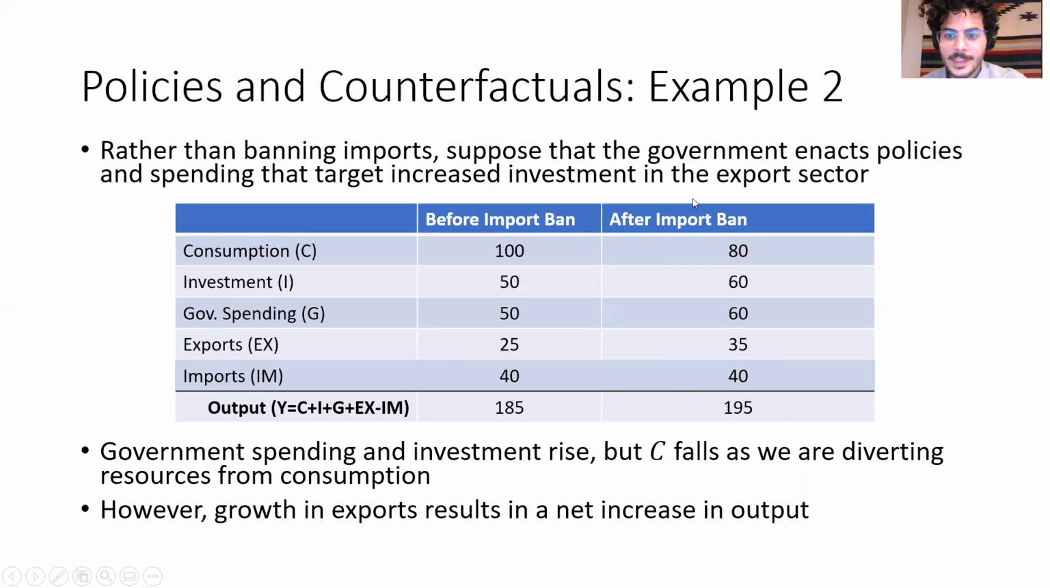So again, this isn't really anything fundamental. It's just to say that we really need to know how everything is going to be affected. And we can't just add 10 to investment and add 10 to government spending and assume that that's going to be the total increase in output.